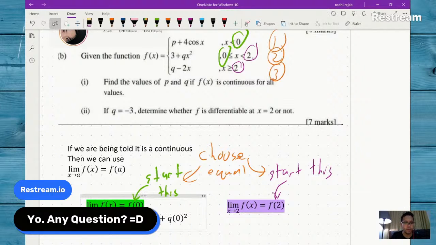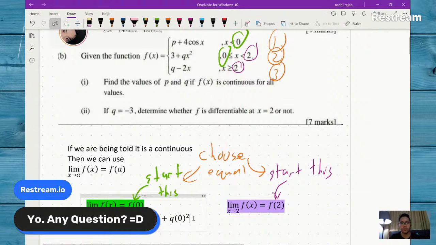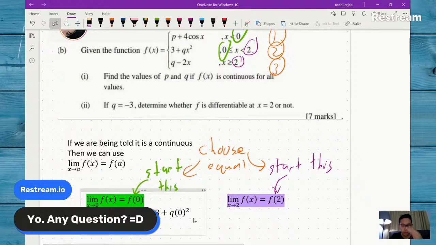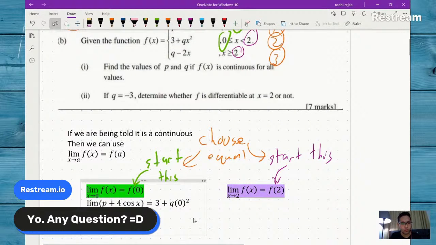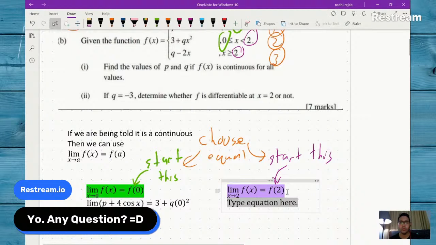Okay, so I think we really got p and 0 there, so we can solve this one. The left hand side, we got ourselves p plus 4, because cos 0 is 1. Just put 1 here. Then q times 0 squared, well, that's 3 straight away. So p equals -1 straight away. The right one, so f(2), we should choose the equal. So q minus 2 and 2.